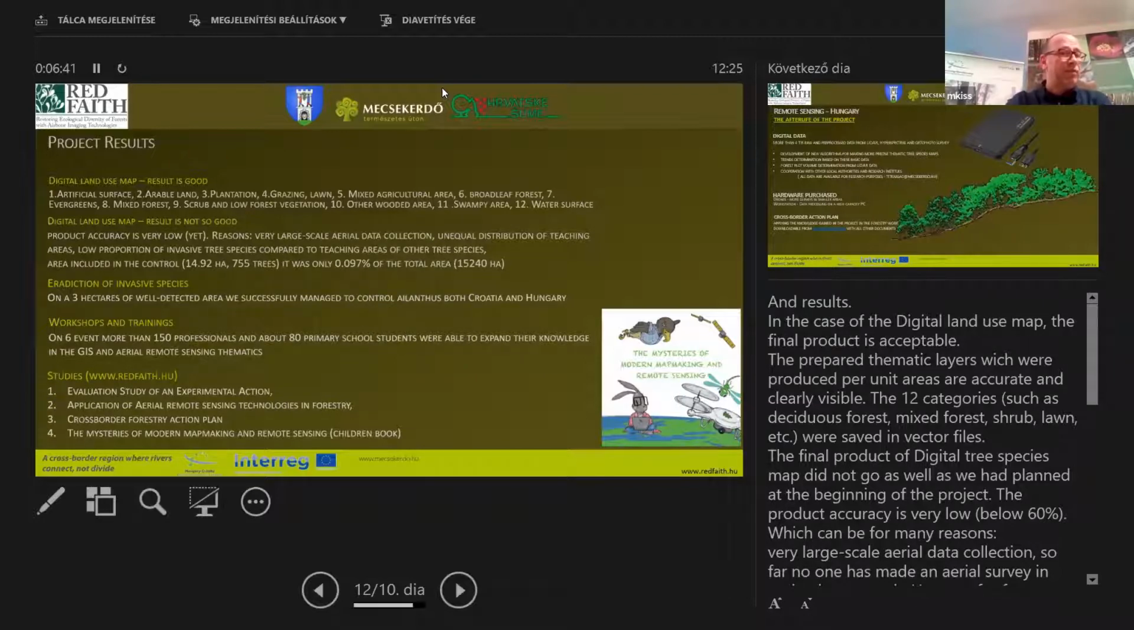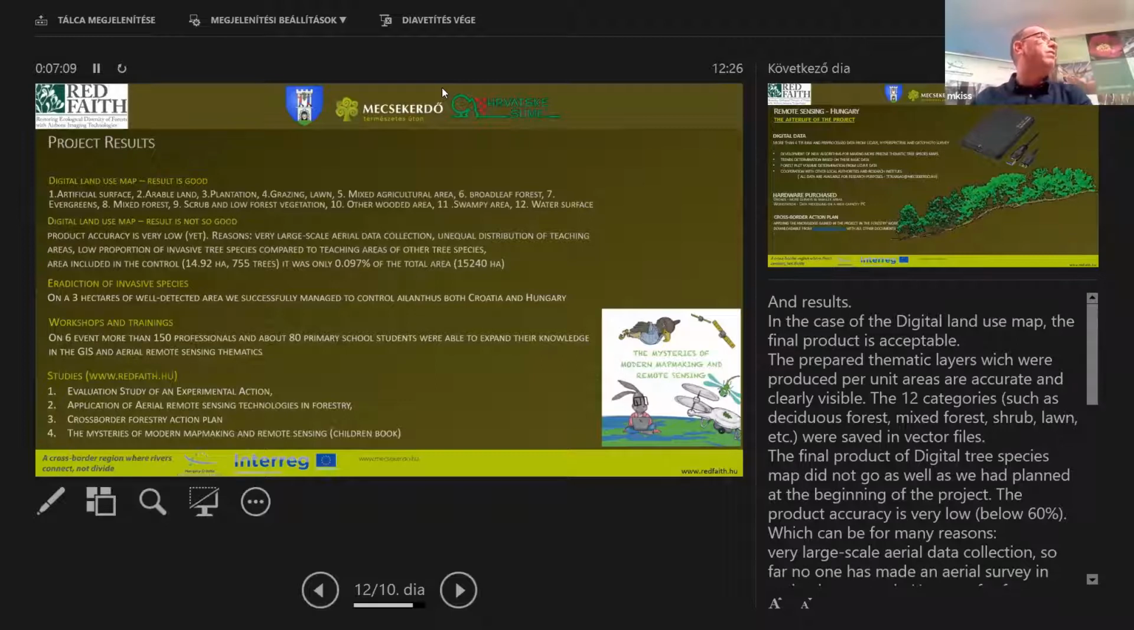The final product, the digital tree species map, did not go as well as we planned. The product accuracy became very low, below 60%, which can be for many reasons, maybe the most important that such a very large scale area data collection no one has made in Hungary so far for forestry purposes.